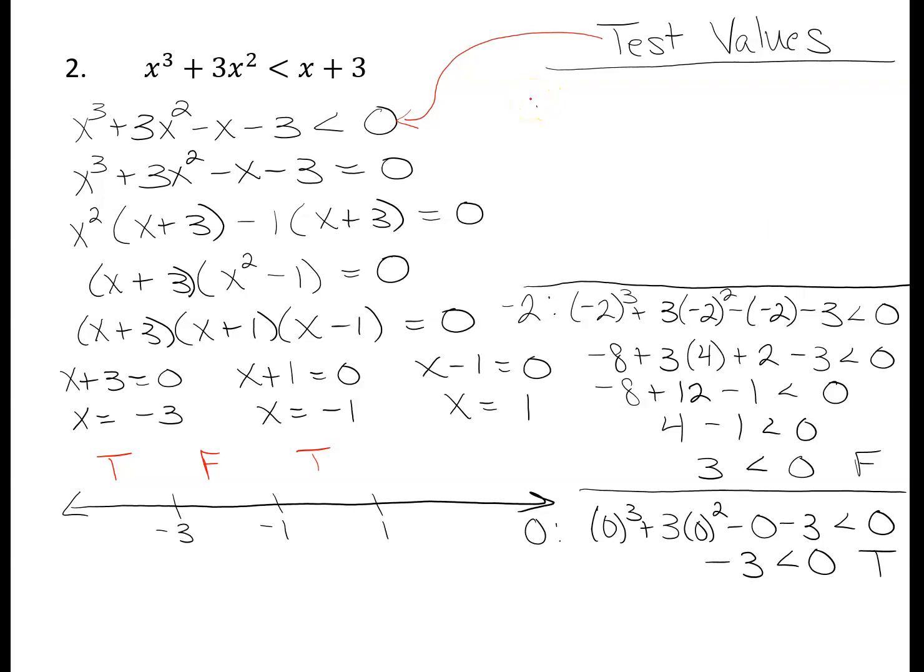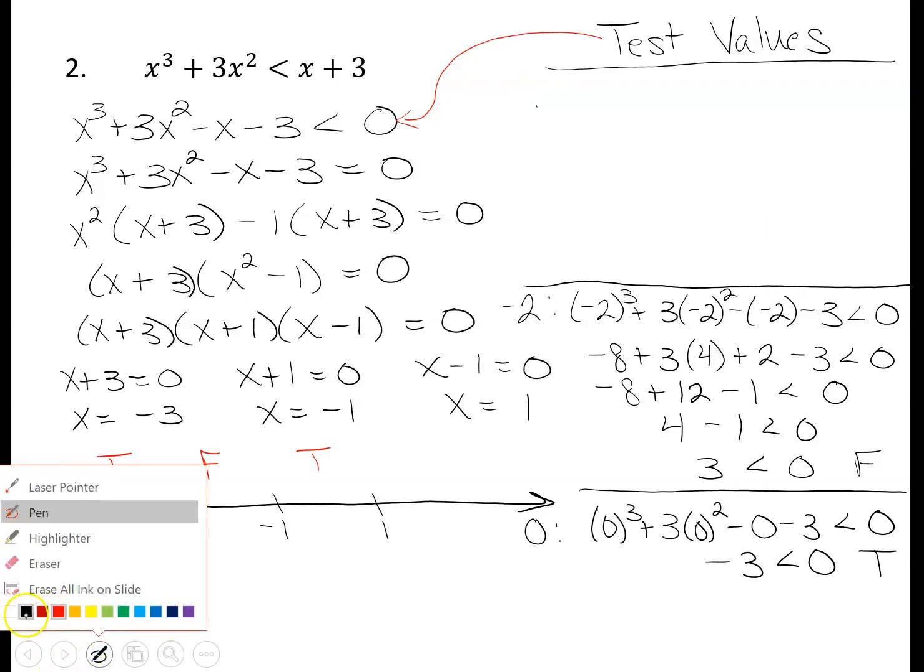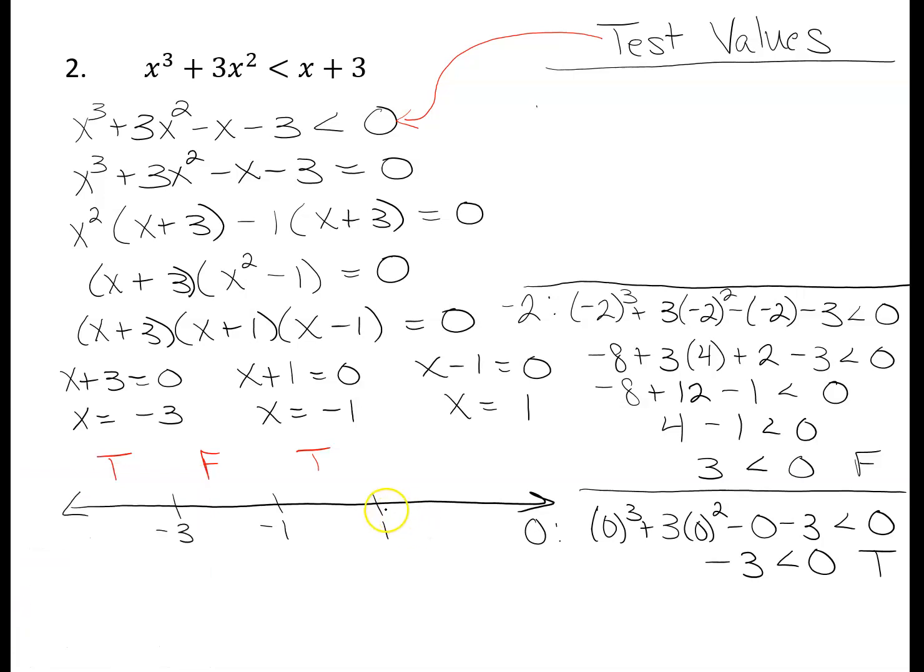All right, so think about what value you would test. It needs to be a value that's to the right of 1. So probably most of you would choose 2, but you could choose 3, 4, 5, 10, 100, anything to the right of 1. All right, so we're plugging it in here again. So it's going to be 2 cubed plus 3 times 2 squared minus 2 minus 3 less than 0. 2 cubed is 8. 2 squared is 4. Negative 2 and negative 3 will make a negative 5.